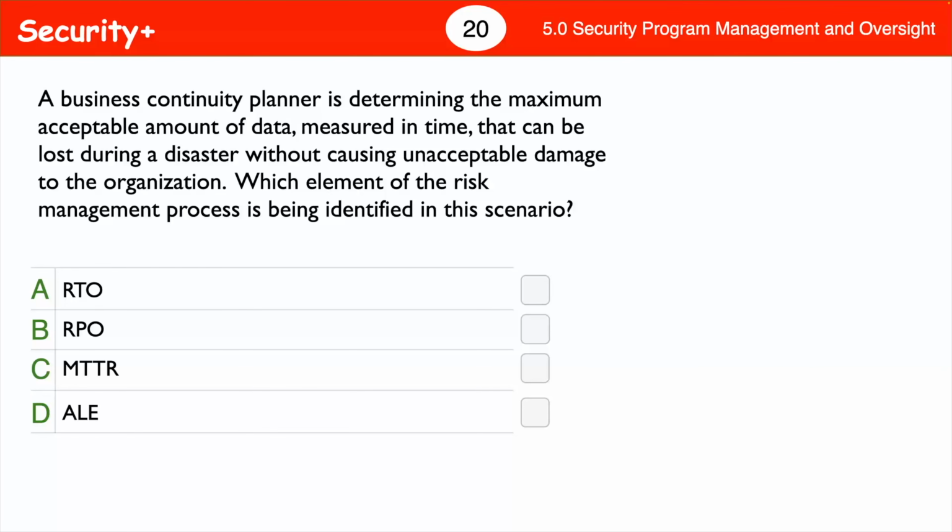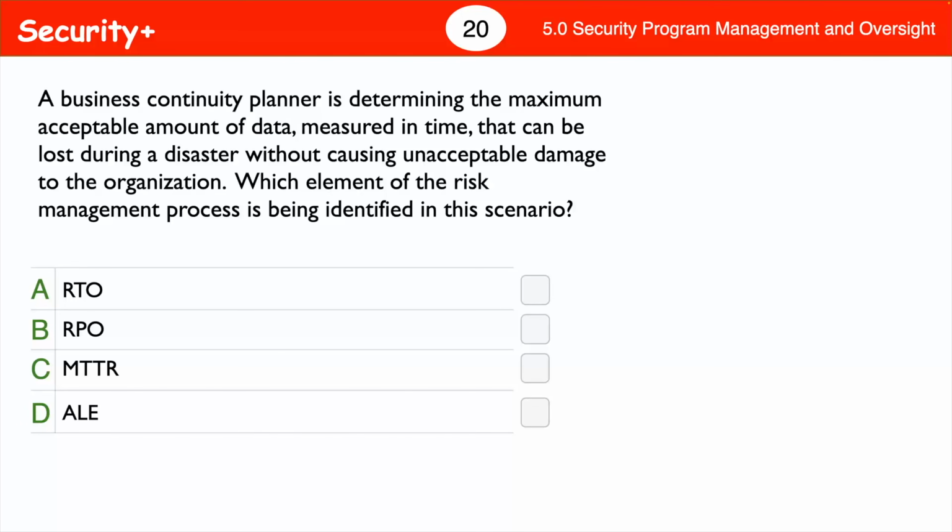Similar question to, I think it was 15, a little bit ago. But do you remember some of the definitions? And if you do, then you might get this one right. But let's go ahead and get to it. The key phrase for this one is maximum acceptable amount of data. All right, super important. That gives you the answer right there. Well, let's go ahead and do the process of elimination here.